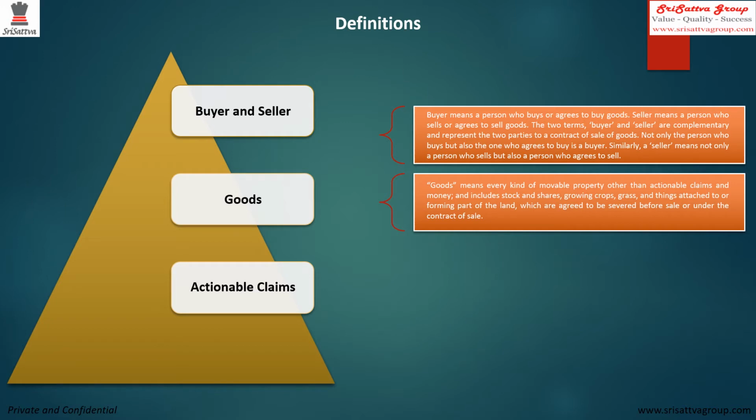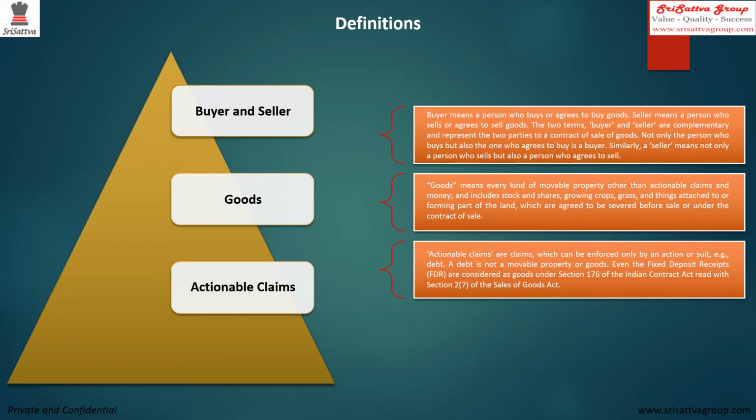Actionable claims. Actionable claims are claims which can be enforced only by an action or suit, for example, debt. A debt is not a movable property or goods. Even fixed deposit receipts are considered as goods under Section 176 of the Indian Contract Act, read with Section 2 subsection 7 of the Sale of Goods Act.